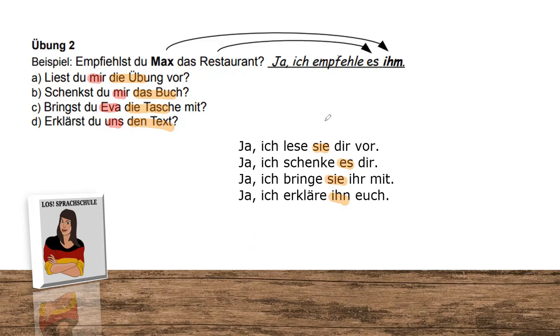I hope the color helped you to see the position of the accusative shifted in front because we have 2 personal pronouns. The dative, of course, mir became dir because it's a you question. So can you read it to me? Yes, I can read it to you and stuff like that. So mir, dir, Eva is a female name, so it's ihr, uns became euch. This is the position. Then we have, of course, some separable verbs. Vorlesen, to read to somebody. Mitbringen, to bring with someone. That's what it means. Okay, I think it makes sense. I really hope so, at least.